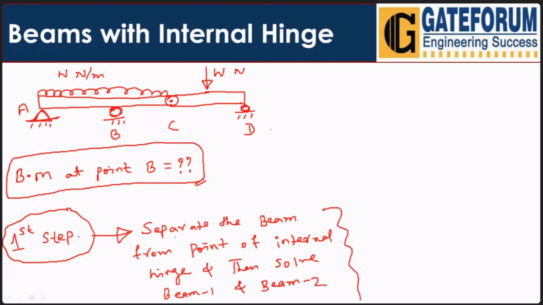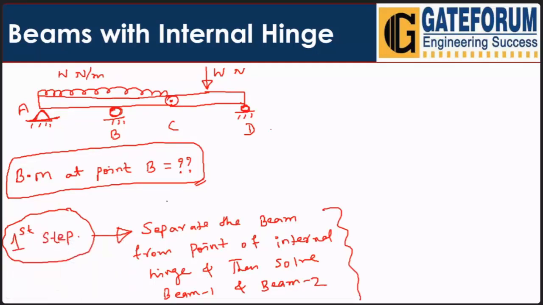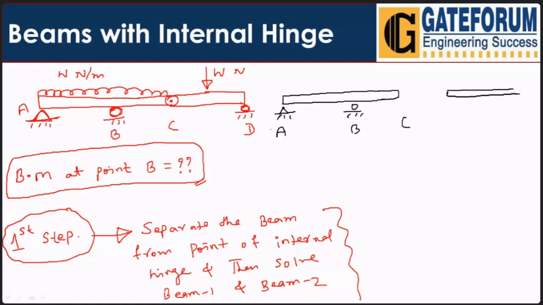Just look here. In this case, suppose I want to separate these two. This is the first part of the beam. Here we have one hinge, and a roller at point A, at point B, and at point C. Now the second portion of the beam is here, that is point C as well as point D, and here we have one roller support.